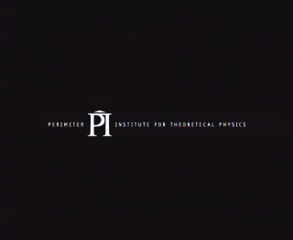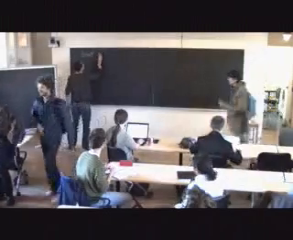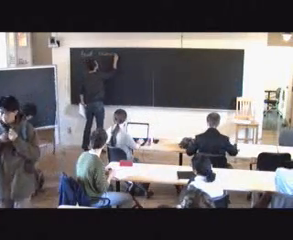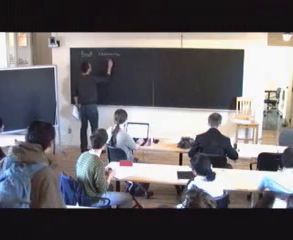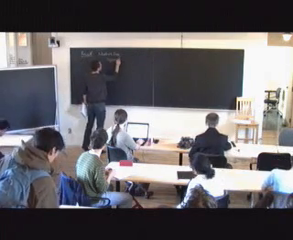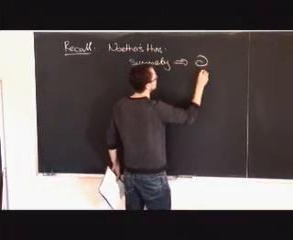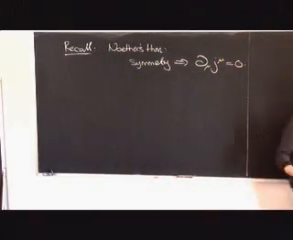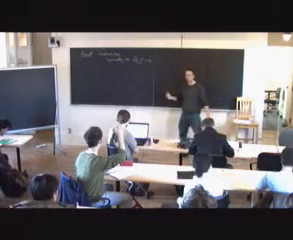So remember we had Noether's theorem, which basically says that the existence of a symmetry tells us that there's a conserved current. And having a conserved current means a conserved charge.